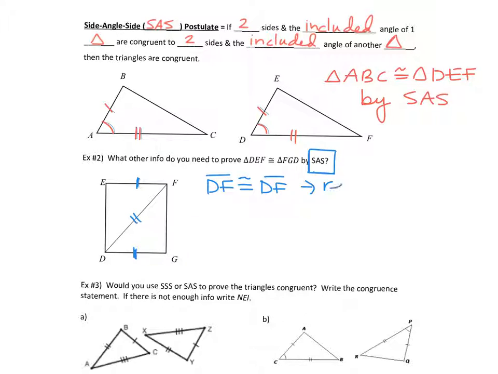So DF is reflexive, so we know that that is true. We need one more piece of information then to use SAS. Which angle would it be if we were trying to use SAS?